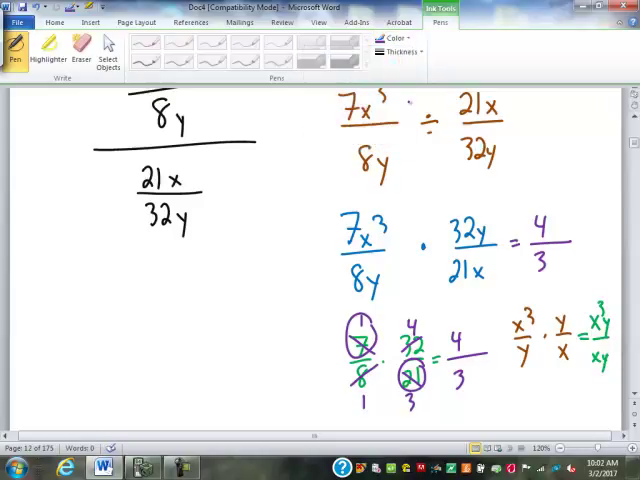What happens to the x? On top, power of 2. Good. Because that's x to the third, and if you think of that as x to the 1, 3 minus 1 is 2. What happens to the y? Y's cancel out. That's just 4x squared over 3. Any questions?